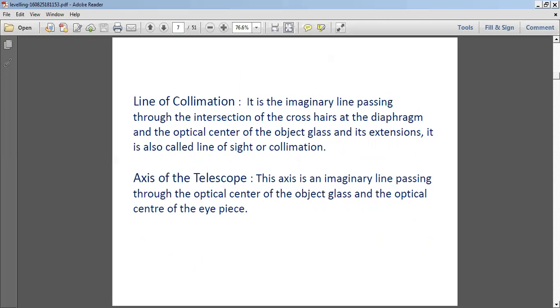So next is the axis of the telescope. This is again the same crosshair which is running through the eyepiece and the object piece, and that is known as the axis of the telescope.